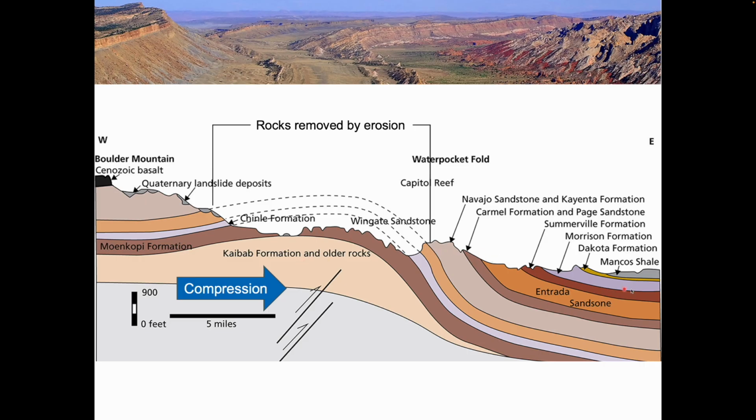We can see the Entrada sandstone is exposed in the eastern limb of this monocline fold. Because it's farther away from the center, that means it has to be younger than the Kaibab Formation and the Moenkopi and the Chinle and these other formations that are exposed in the center of this fold.